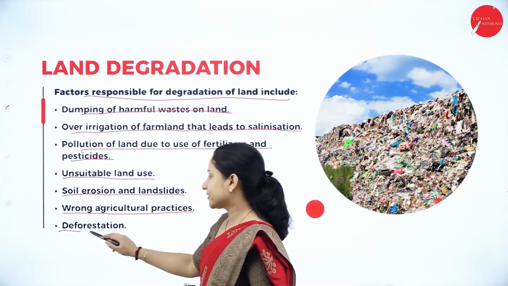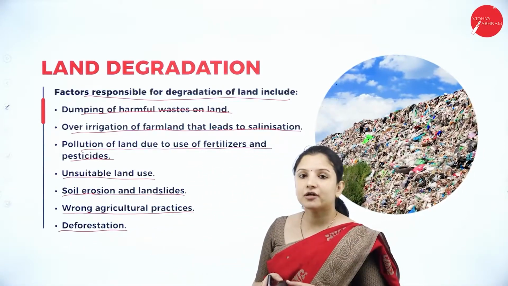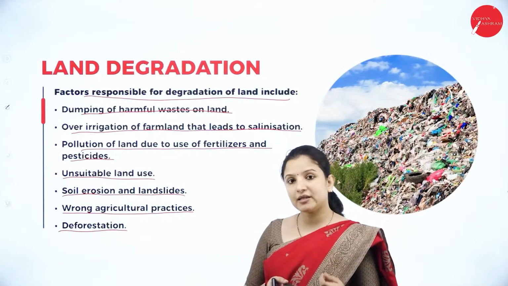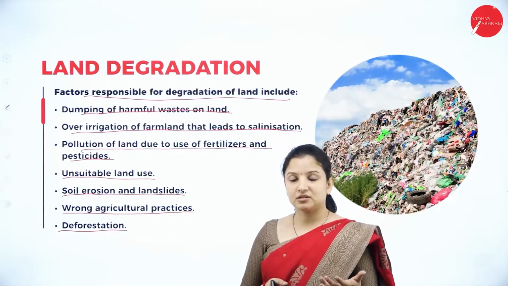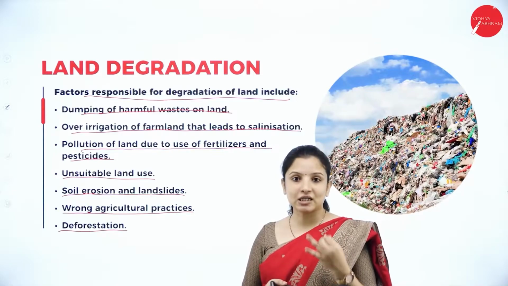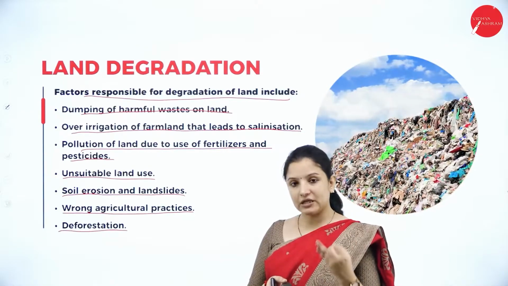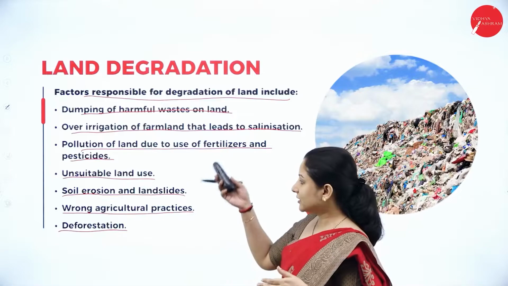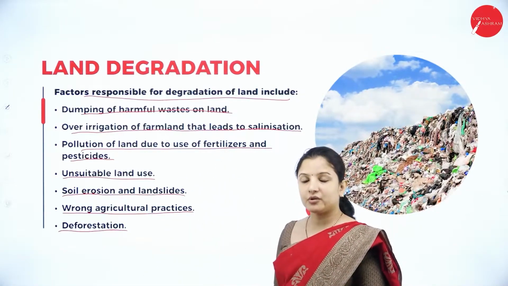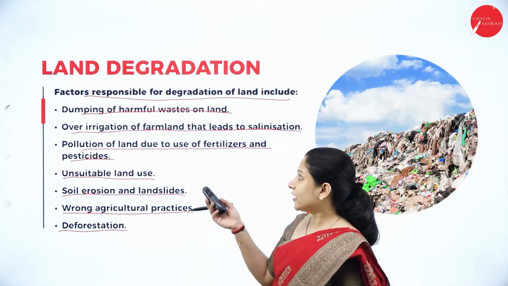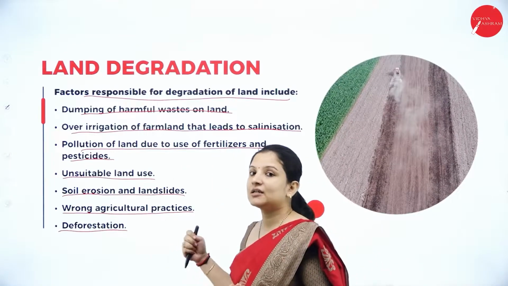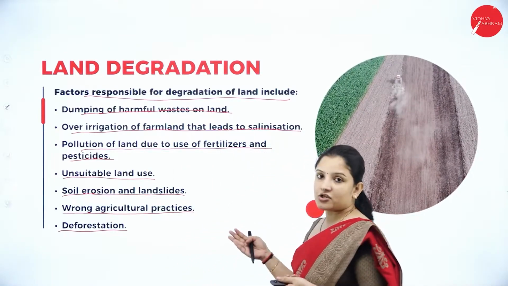Next important factor is deforestation. So deforestation has also led to land degradation. Deforestation is mainly because of human purposes, right? For industrial purpose, for agricultural purpose and all that, forests are cleared. So when forests are cleared, obviously it will lead to soil erosion, it will lead to landslides, it will alter the water table, the underground water table, and therefore lead to land degradation. These are some of the important factors that are responsible for the degradation of land.